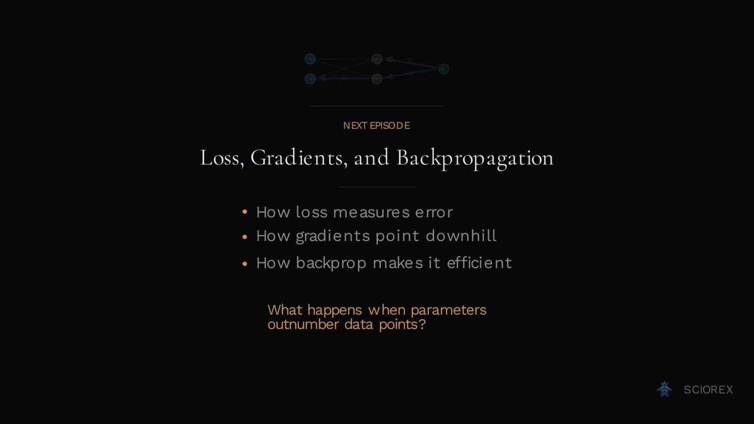and how one of the most elegant algorithms in computer science makes this efficient enough to work with millions of parameters. And here's a question to carry forward. We use 9 parameters to solve a problem with 4 data points. What happens when you have more parameters than data points? That tension between the power to represent anything and the discipline to learn something useful runs through the rest of this series.